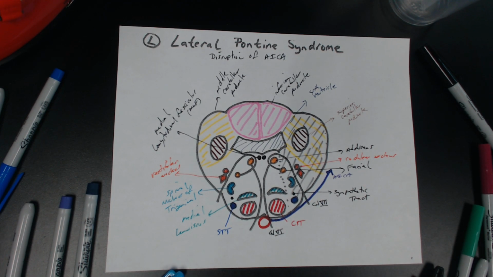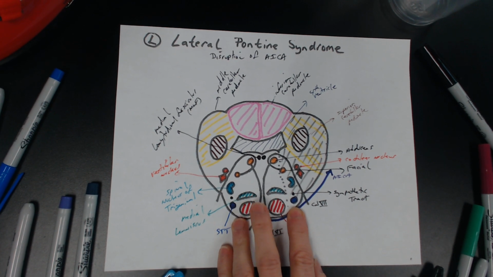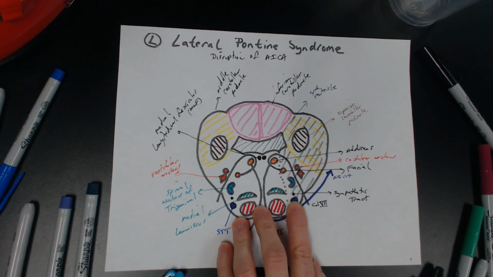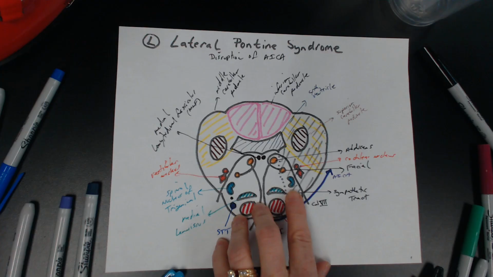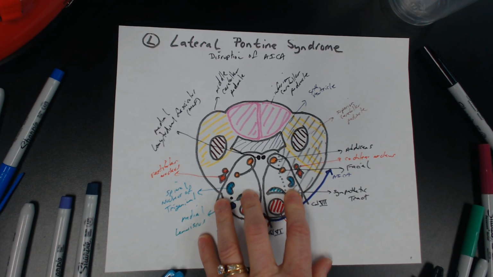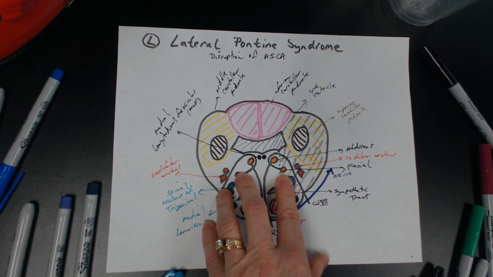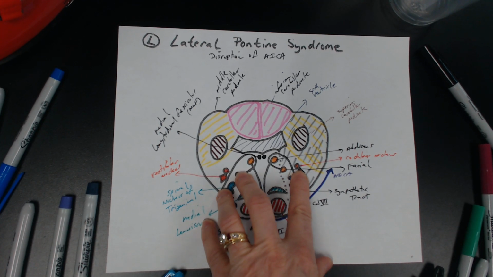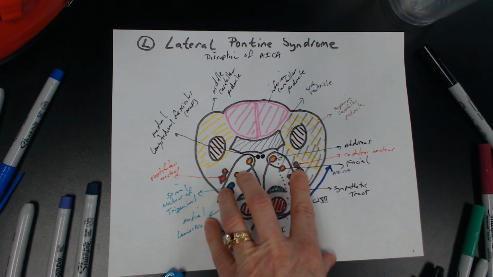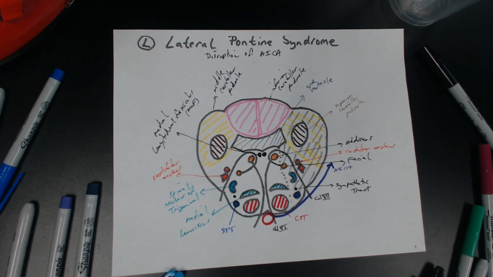So when we think about AICA being affected, that person is going to have problems with pain, temperature, and crude touch sensation. They're going to have Horner's syndrome because the sympathetic tract has been affected. They're going to have trouble with sensory perception on their face due to the spinal nucleus of trigeminal being affected. They're going to have facial droop. They're also going to have problems with the vestibular system, as well as these peduncles being affected are going to result in ataxia.